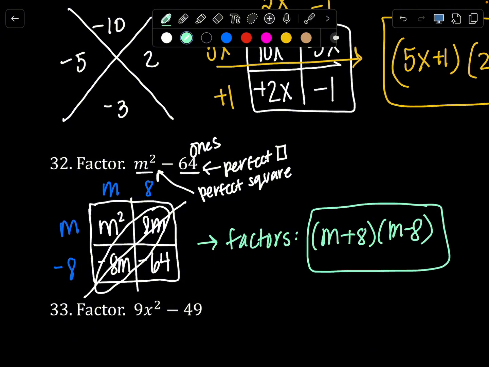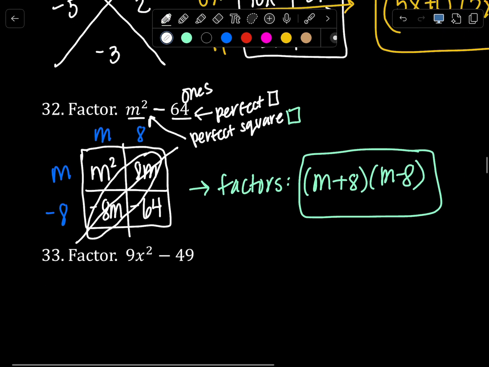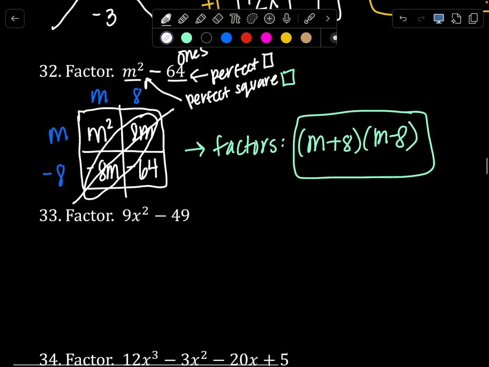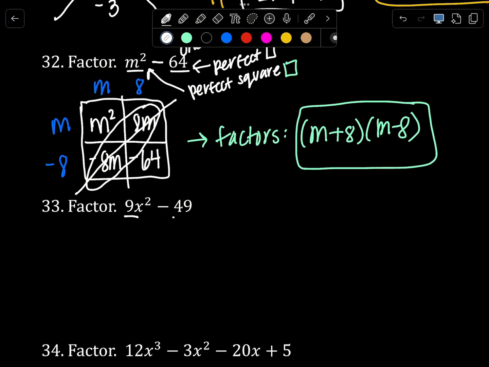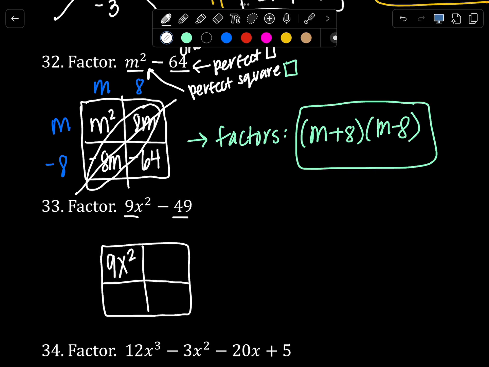You notice that they were both perfect squares, and we were able to do this, and there was a minus sign in between, right? The difference of two squares. Oh, let's look at this guy. Are these guys perfect squares? Both of these? What do you guys think? Yes or no? Yeah. Just put them top left, right here. They're both perfect squares and there's a minus sign.